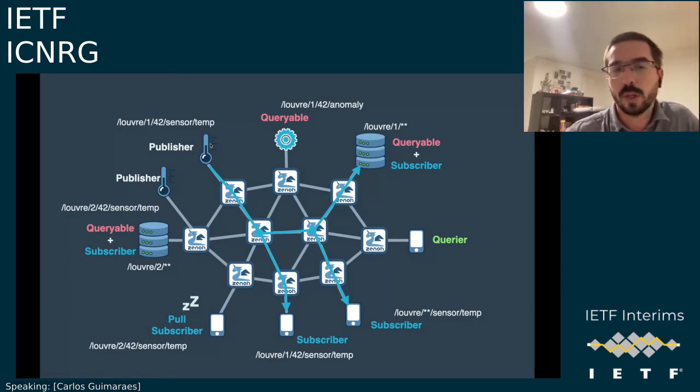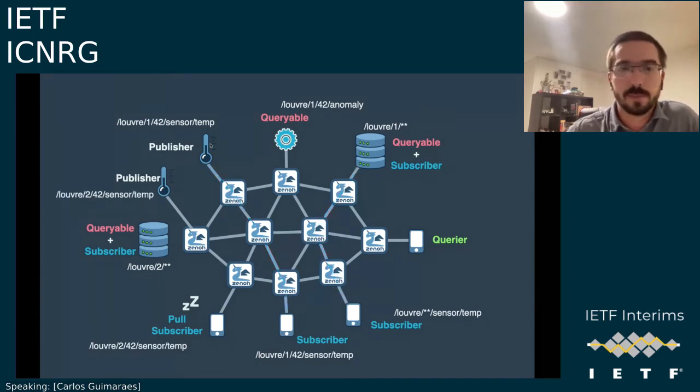The one on the bottom has explicitly requested this data, while the one a bit to the right asked for all temperature values that are published, no matter the floor and the room. And on the top we have the storage that is getting all the information for the first floor. Here the lines represent the distribution path.